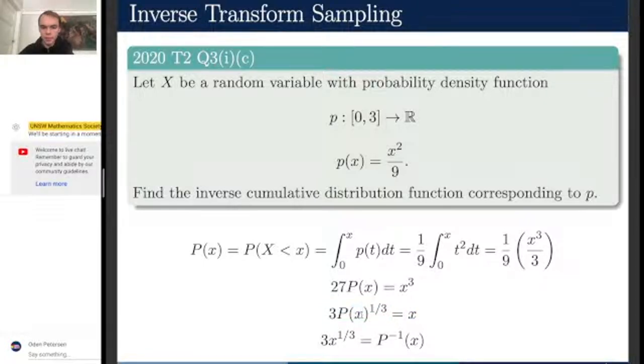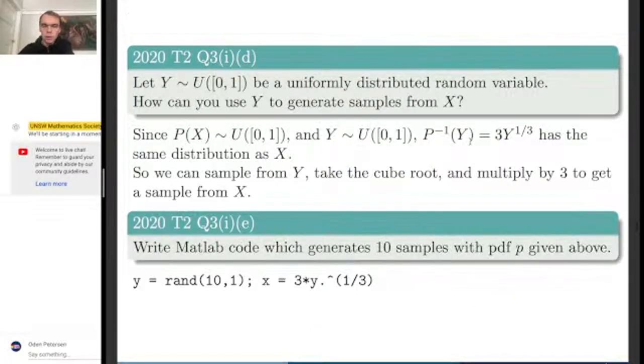And then if we replace x here with the inverse cumulative distribution function, then inverse p of x is just x. And then over here we get inverse p of x. And so this lets us deduce that the inverse cumulative distribution function is just 3 times the cube root of x. Cool, so that's pretty much just algebra and integration.